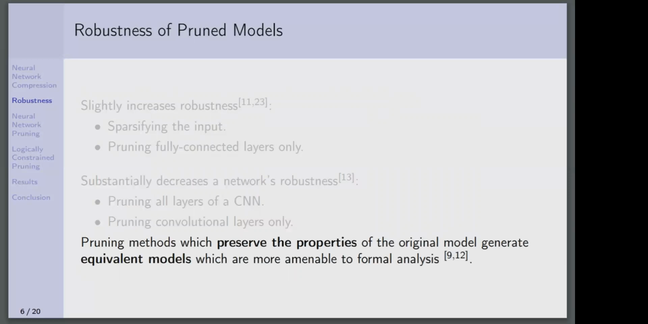Another thing worth noting, because there's people in this group that are interested in verification, pruning can actually also be used... And if you're able to preserve these properties during the pruning, then you can verify the smaller network, sorry, rather than having to verify this larger model.